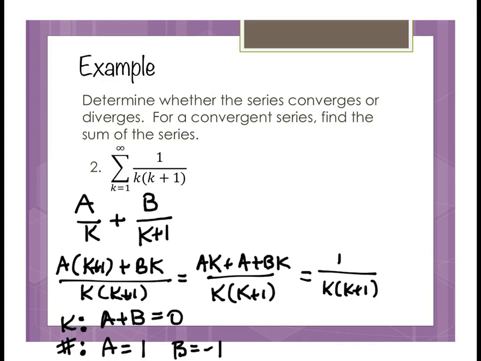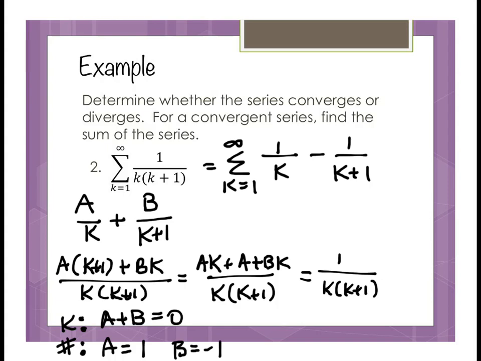What that does is it allows me to rewrite this series, K equals 1 to infinity, as A is 1, so 1 over K, and then plus B. Well, B is negative 1, so I could actually write this as minus 1 over K plus 1. Okay, everybody good so far?